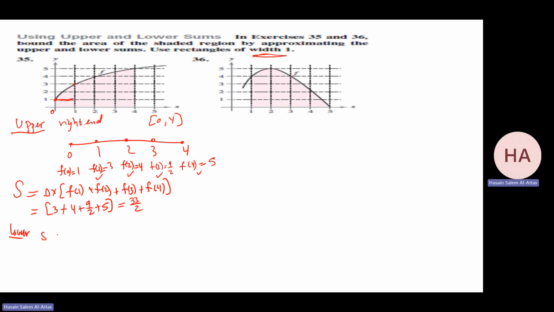Small s, that will be delta x. Now we choose f at 0 plus f at 1 plus f at 2 plus f at 3. This is 1. That gives me 1 plus 3 plus 4 plus 9/2. If we do the calculation, that gives me 25/2, which is 16/2 plus 9/2. So very clear, my area is between small s and capital S.